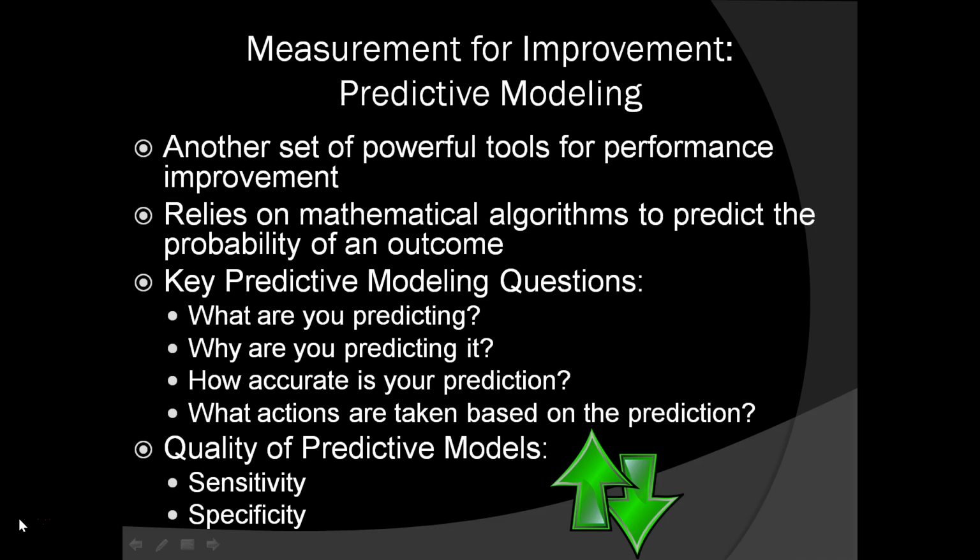Also, there are key predictive modeling questions. What are you predicting and why? How accurate is your prediction? And what actions are taken based on the prediction? Then the quality of predictive models is measured by sensitivity and specificity. Sensitivity is the true positive rate. It measures the percentage of high-risk individuals who are correctly identified by the model. Specificity is the true negative rate. It measures the percentage of individuals not at high risk who are correctly identified by the model. Sensitivity and specificity are competing objectives.